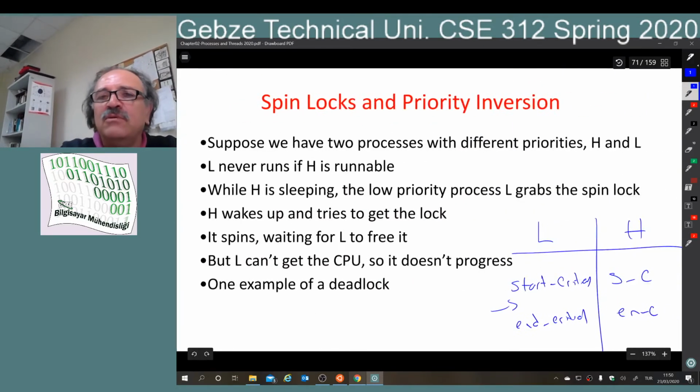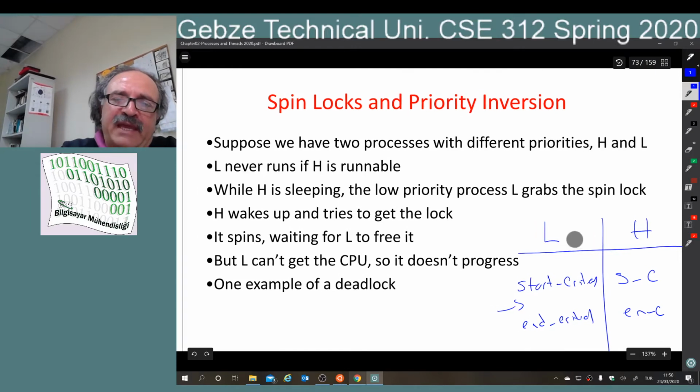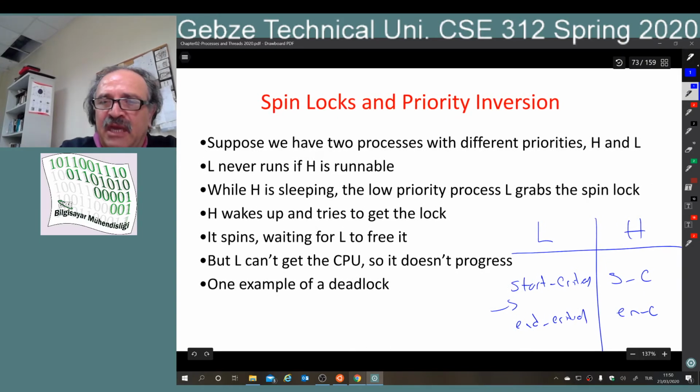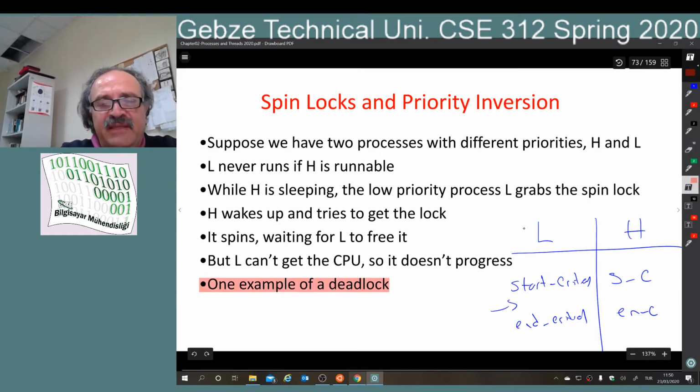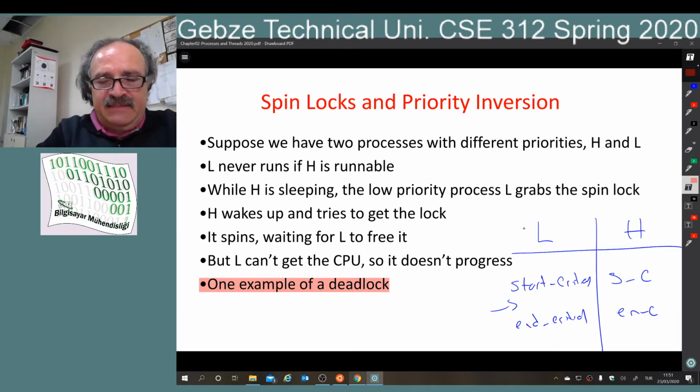This is called priority inversion. Why do they call it priority inversion? In this case the priority of L is effectively higher, because without L running and finishing its job, H cannot run, but the operating system thinks that H has a higher priority. This is just one example of a deadlock, and if we have time at the end of the semester, we will look at deadlocks. Priority inversion is an interesting problem, and it can happen with spin locks.